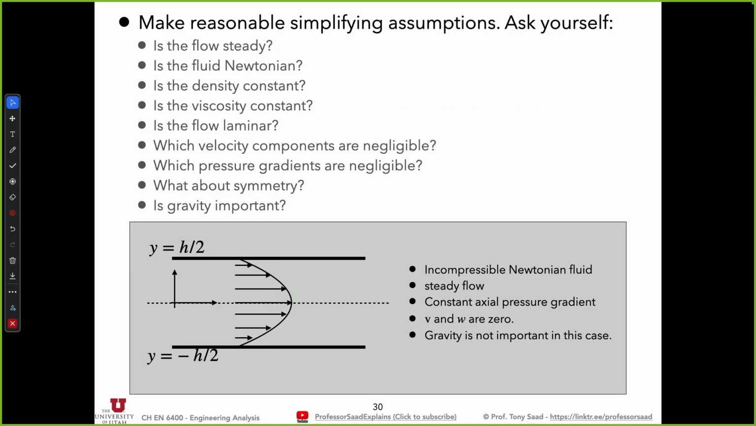As you apply these assumptions over and over again, they become second nature to you. We're going to assume that the flow is steady, Newtonian, constant density, constant viscosity, so that we are able to solve it. Otherwise, we can't solve it. The flow is laminar, gravity is not important. We have a pressure gradient. It's symmetric around the center line, but that only helps us in drawing the velocity profile.